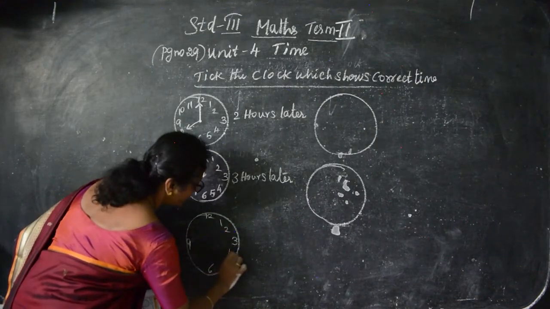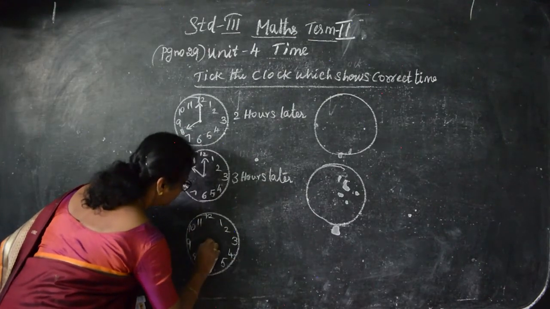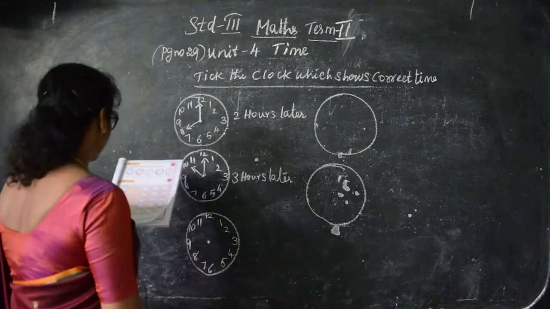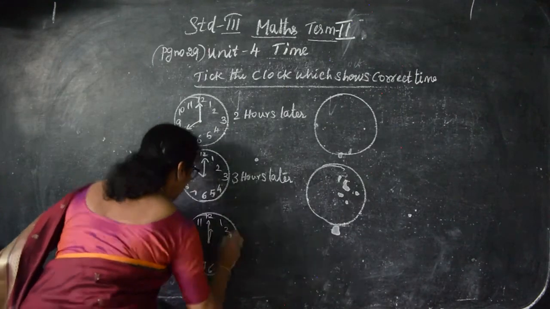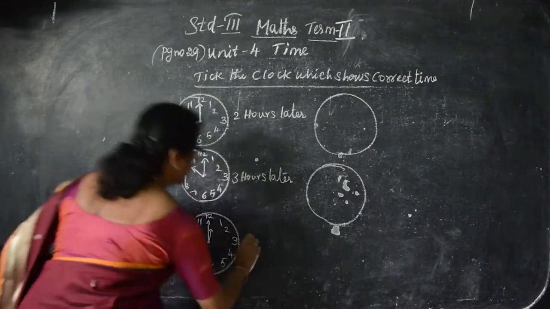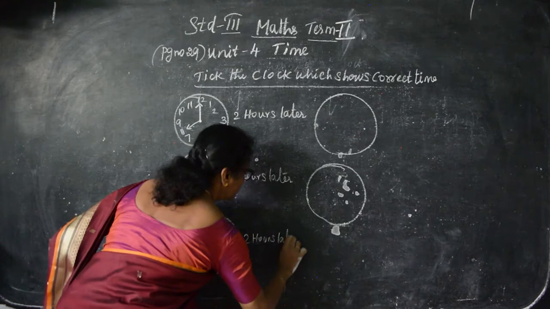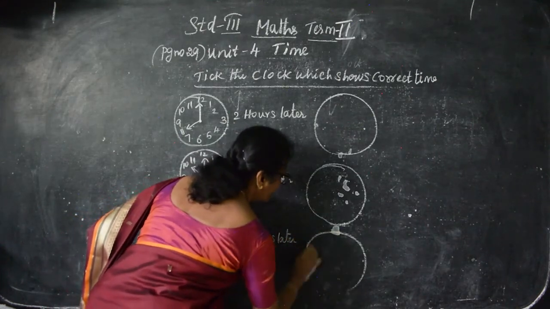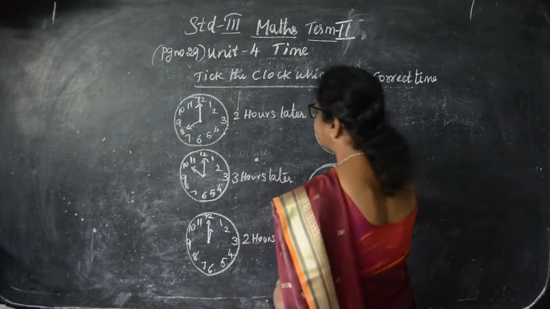1. This is 12 o'clock. So both the hands are in the same place. So how many hours later? 2 hours later. 2 hours later. What will be the time? Okay, yeah. So 8 hours. 8 o'clock, not 2 hours later, not 10 o'clock.